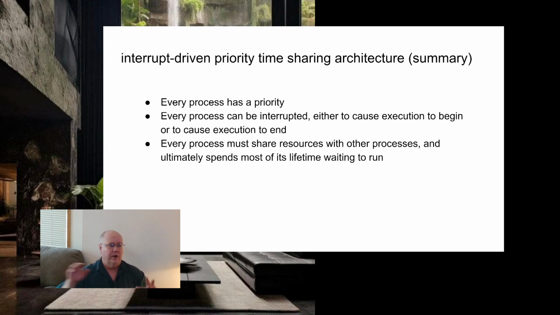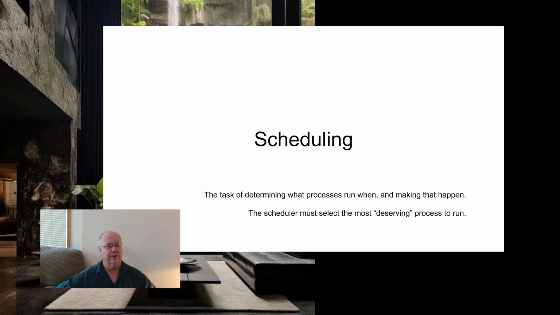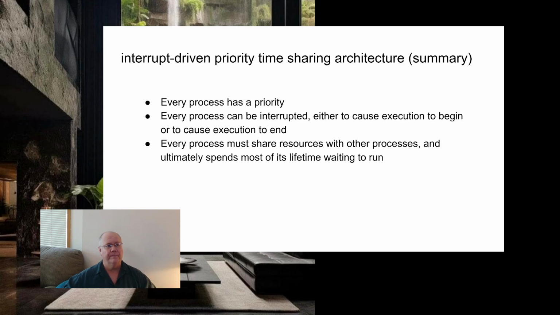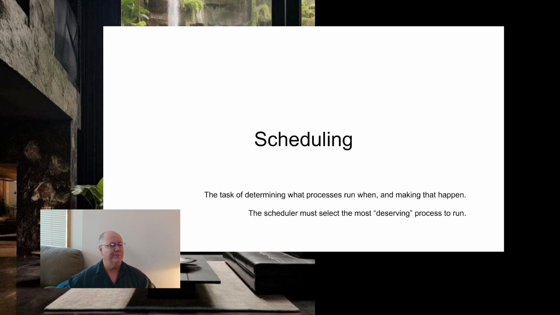But the basics here are every process has a priority. Every process can be interrupted, either to cause execution to begin or to cause execution to end. And every process must share resources with other processes. And ultimately, every process spends most of its lifetime waiting to run, even though it seems that they're all running concurrently. Most of the processes just sit around waiting to run.